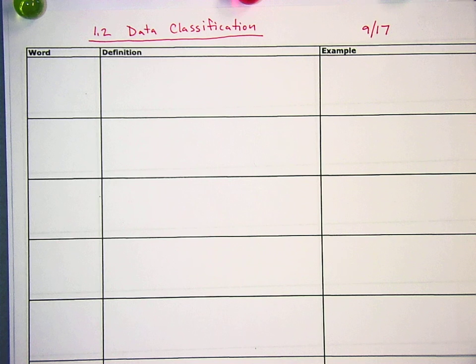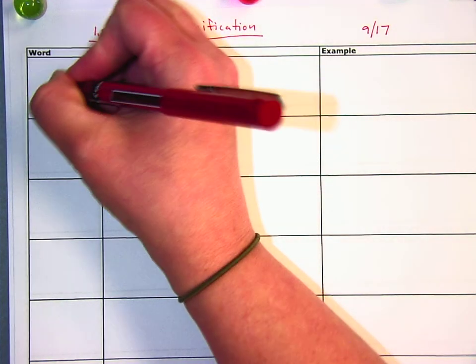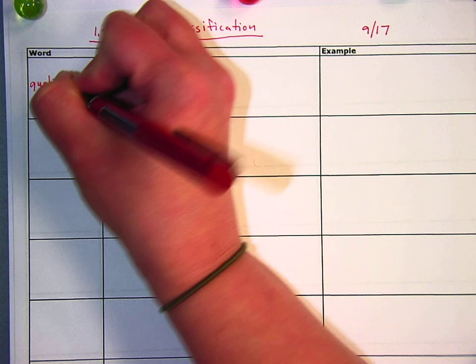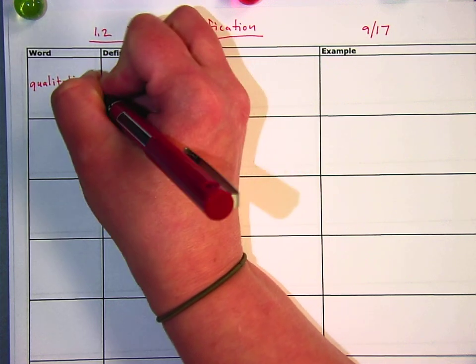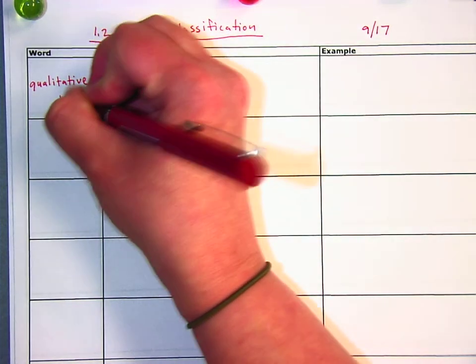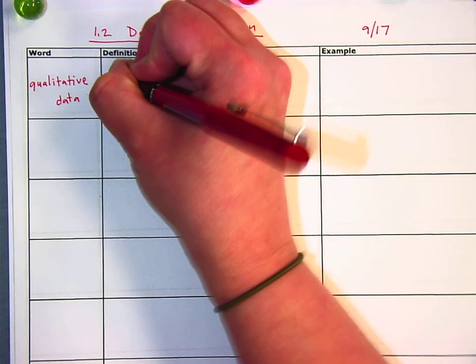Okay, so the first word we're doing is called qualitative. And today we're basically going to be putting data into categories, which is required, especially if you're taking AP Stats after this. So qualitative data is attributes.